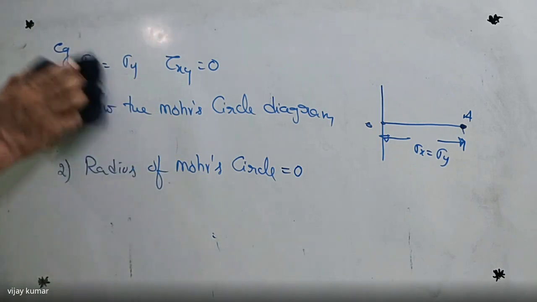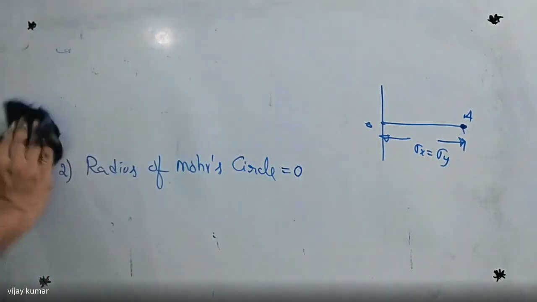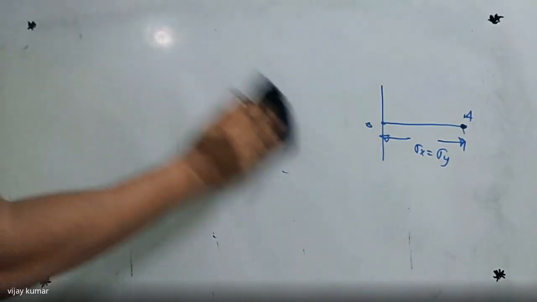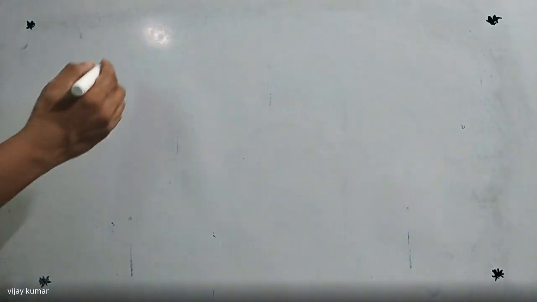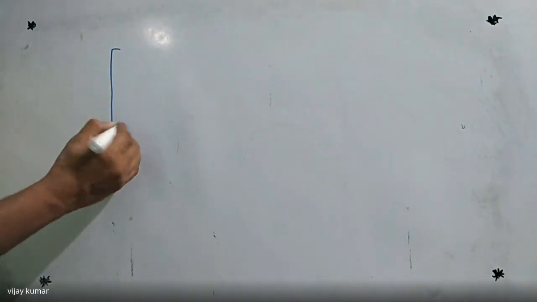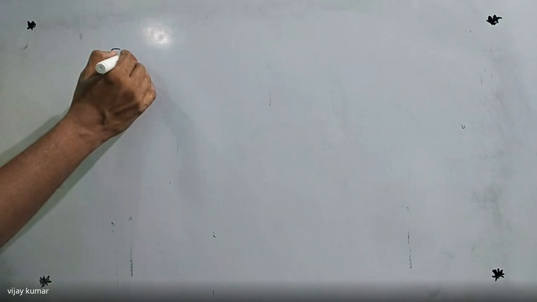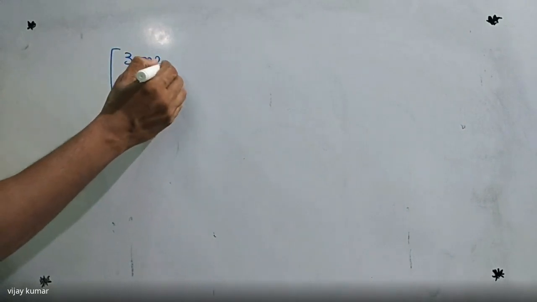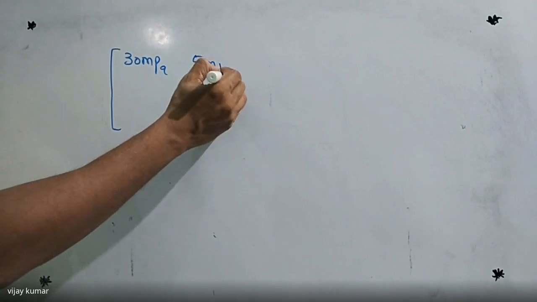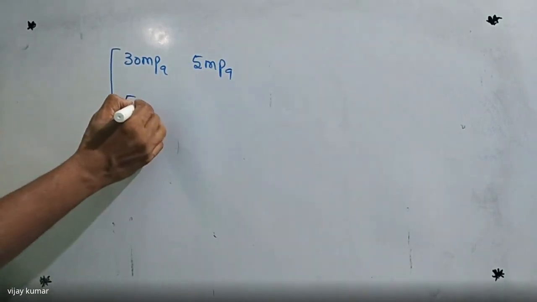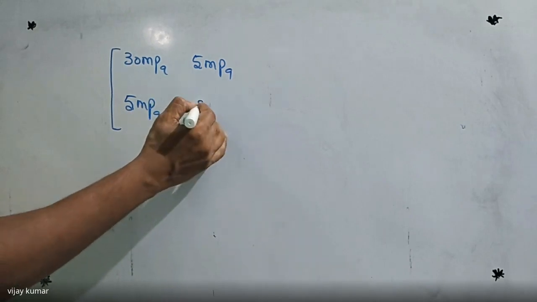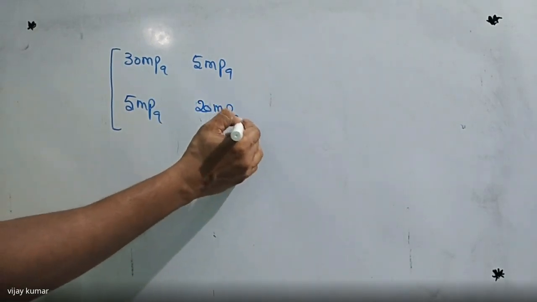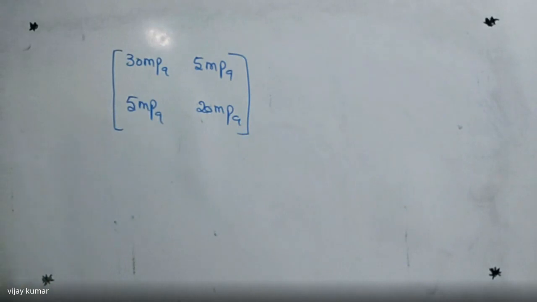Right. So here one more question is also given. Listen carefully. This question is given like this: this is 30 megapascals, this one is 5 megapascals, this one is 5 megapascals, and this one is 20 megapascals.